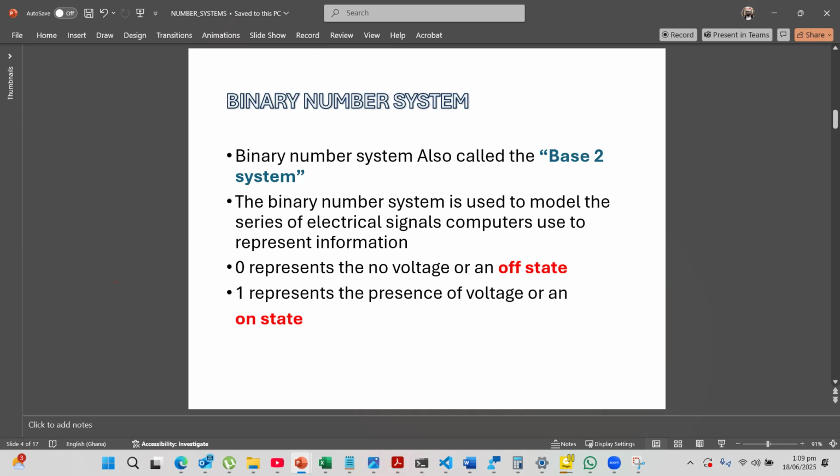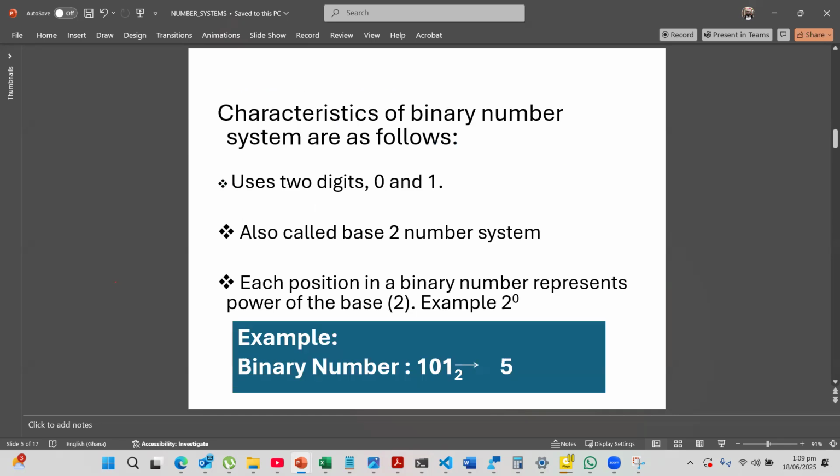The binary numbering system is used to model the series of electrical signals computers use to represent information. 0 represents no voltage or an off state, and 1 represents a voltage or an on state. And we have explained that in detail. So what are the characteristics of the binary numbering system? Number one, it uses zeros and ones. Of course, all of its communications come in zeros and ones. Also, it is called the base 2 numbering system.